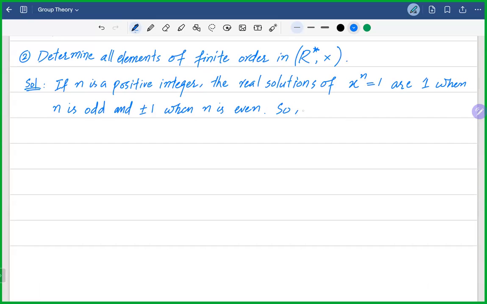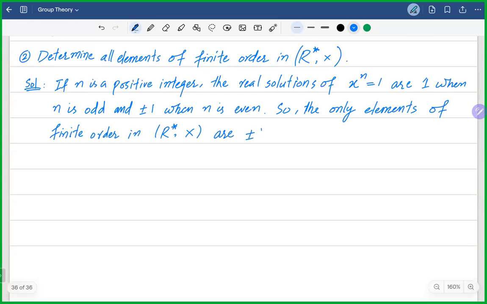So the only elements of finite order in the group R star under multiplication are plus minus 1. Okay, perfect.